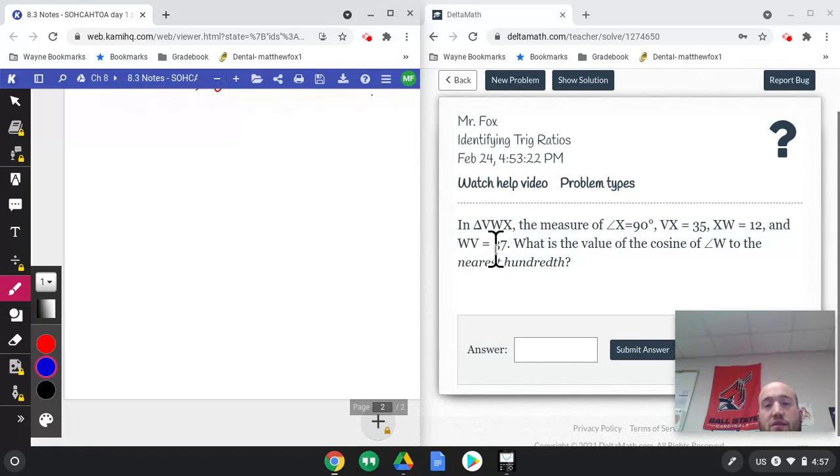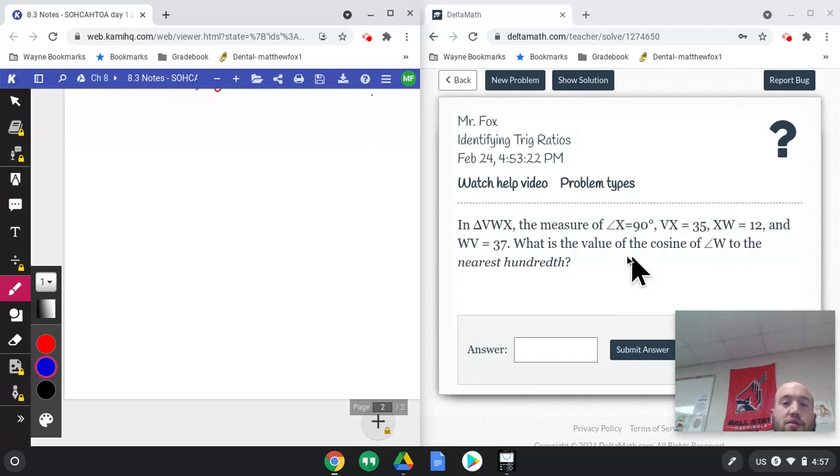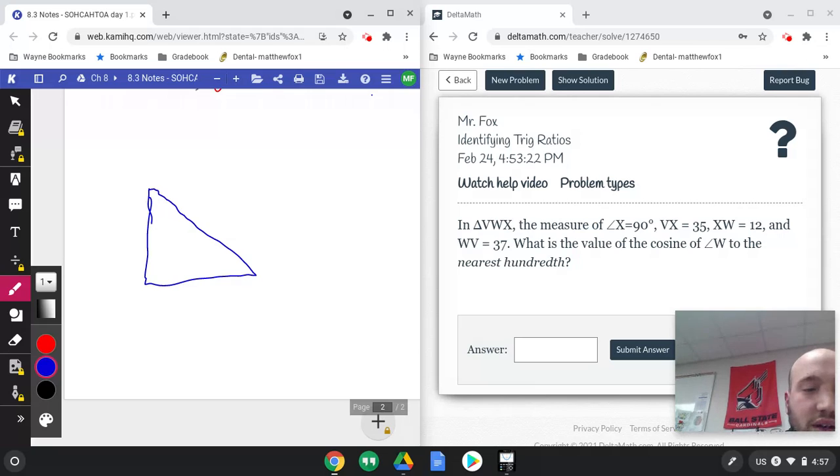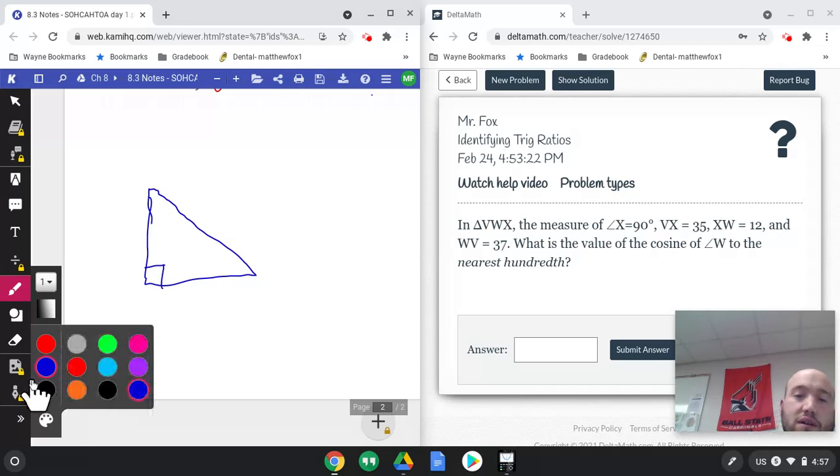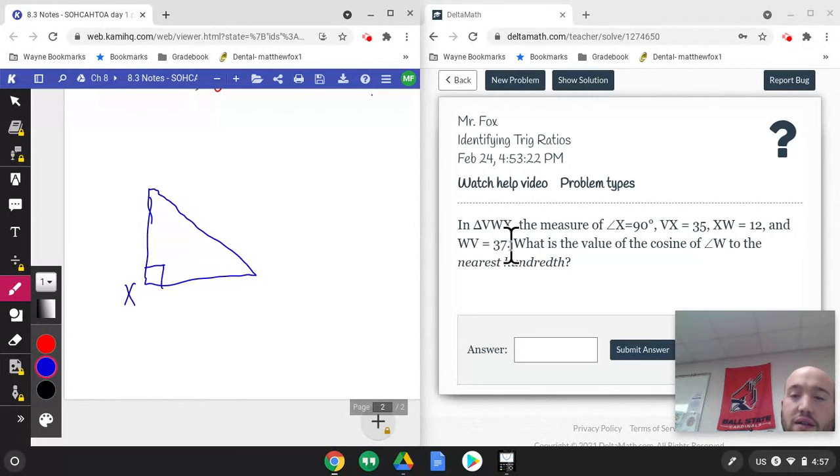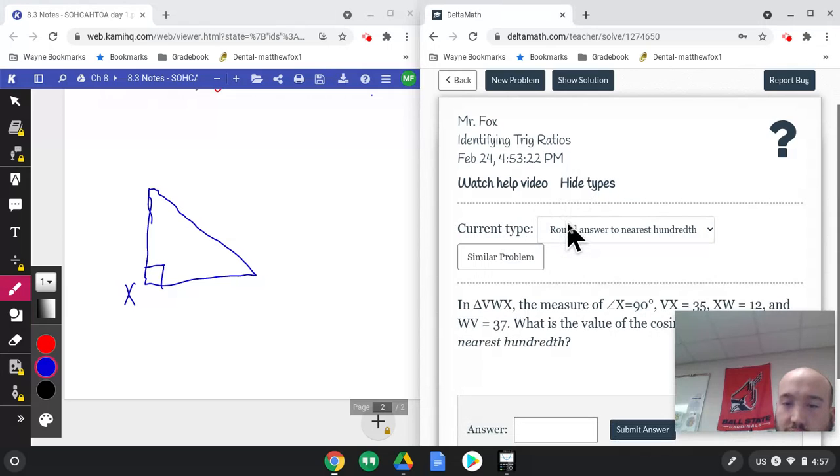So it says in triangle VWX, and we're always going to have right triangles when we're dealing with this SOHCAHTOA. So just draw a right triangle. It might not be to scale. That's okay. We just need a right triangle. So I put my little angle in there. That's my right angle. Now it says it's VWX. It says the measure of angle X is 90 degrees. So 90 degrees was X, so that means over here. That's my x. And now the other two, I can just put v and w.